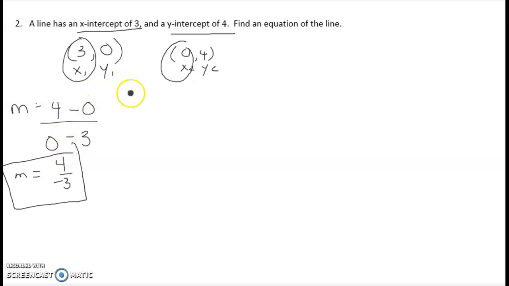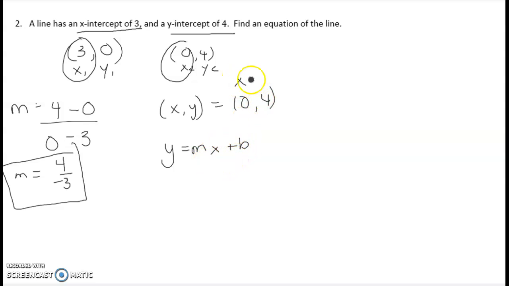Okay, and now we'll just use one of our points. So I'll just use, we have to find our y-intercept now, so let's just use the one above. X is 0, y is 4. It doesn't matter. You'll get the same answer as long as you do it correctly. So y equals mx plus b. So I have my x and y coordinates. So y is 4. My slope is negative 4/3. Okay. My x is 0 from here. And we're going to solve for b.